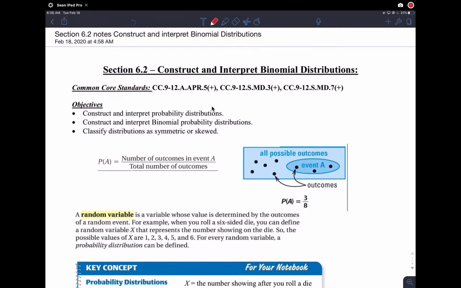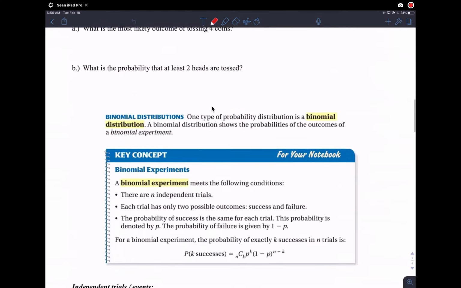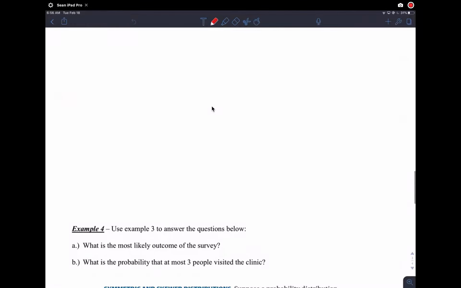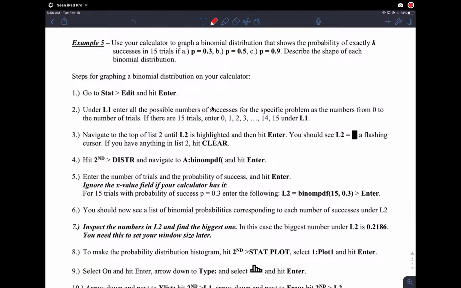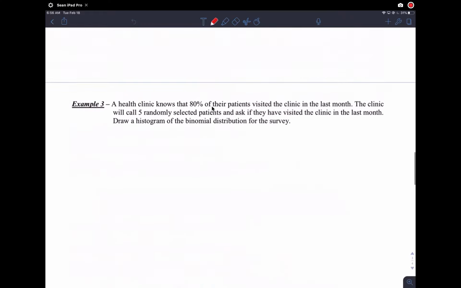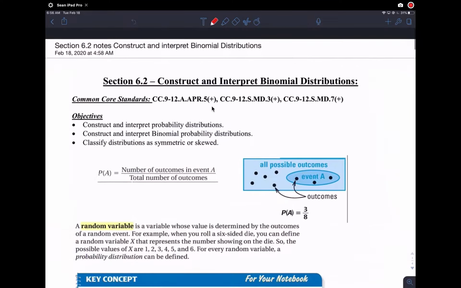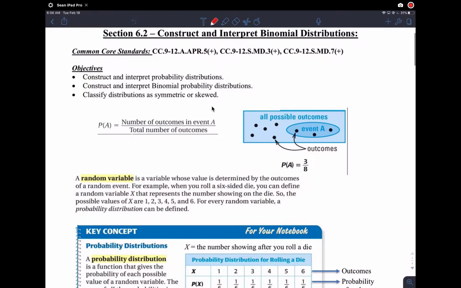I'll go over the notes real quick, and I have a separate video for the very last example on 6.2 to show you how to graph a binomial distribution in a calculator. That's a fairly long tutorial of its own, so there'll be a separate video for that. But let me work you through the first four examples here real quick. Hopefully we can get you to understand the concept, and then you'll be good to go.